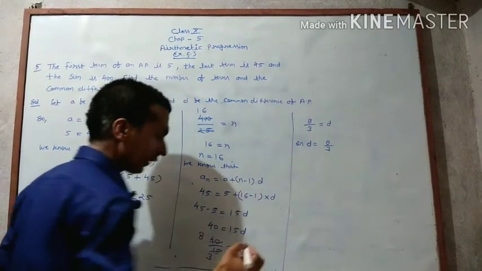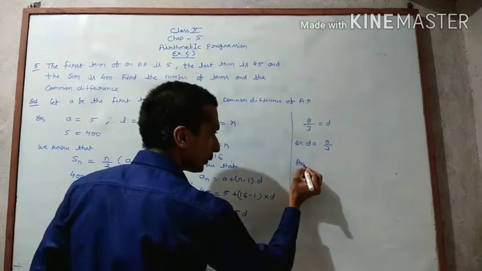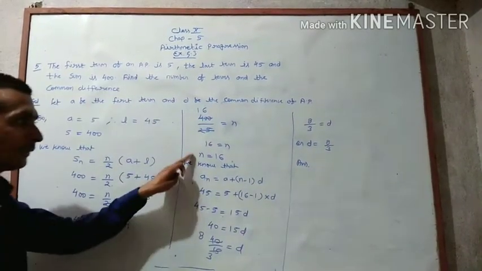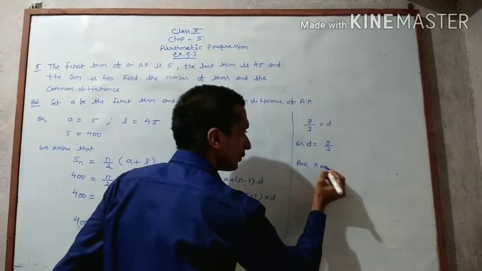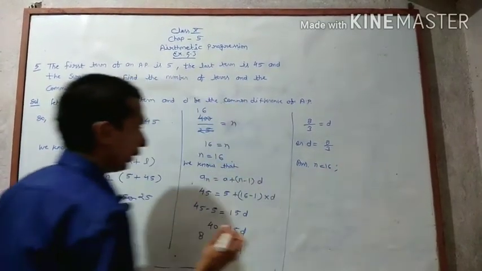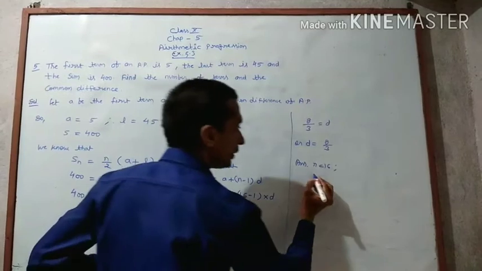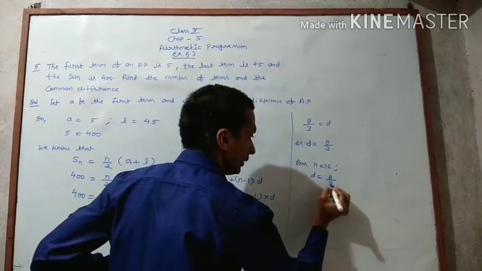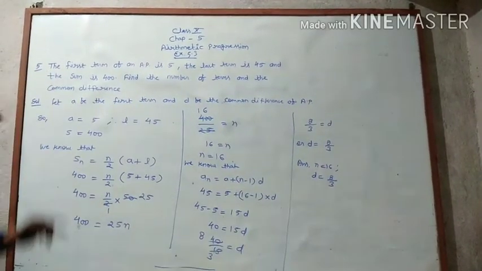Okay friends, so your answer you can write: value of n, how much? n equal to 16, and the next value is d, so d equal to 8 upon 3. This is your solution of question number 5.